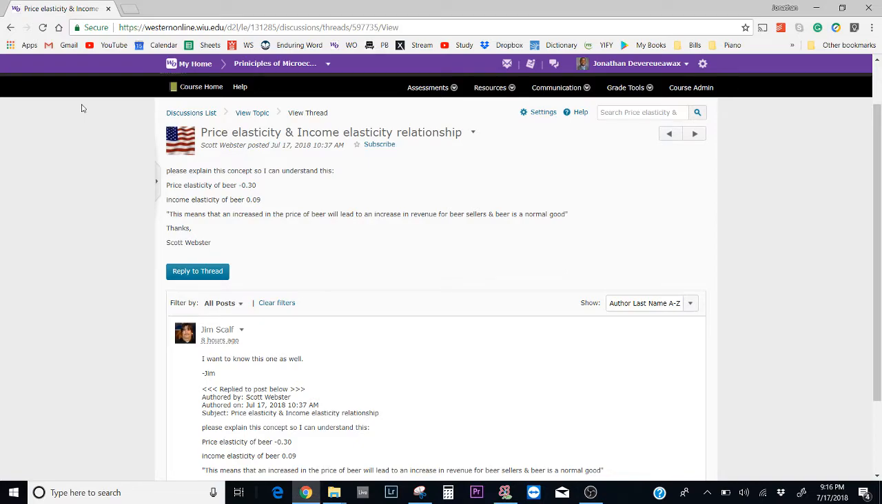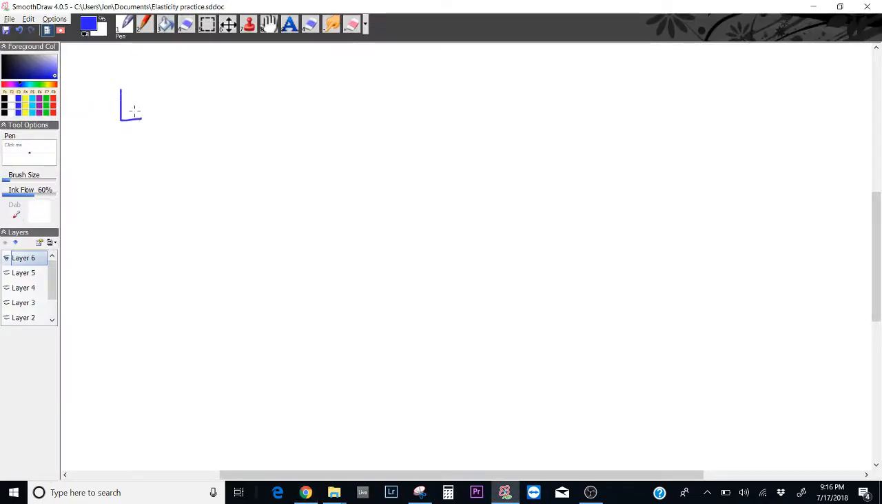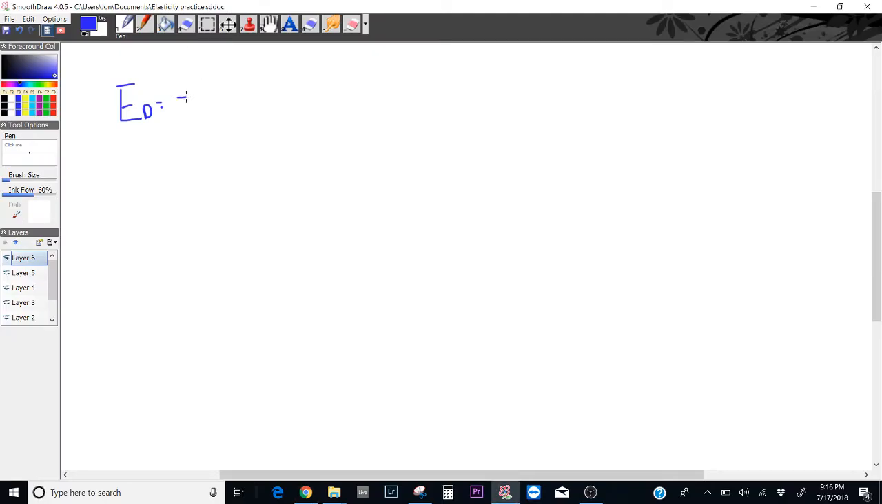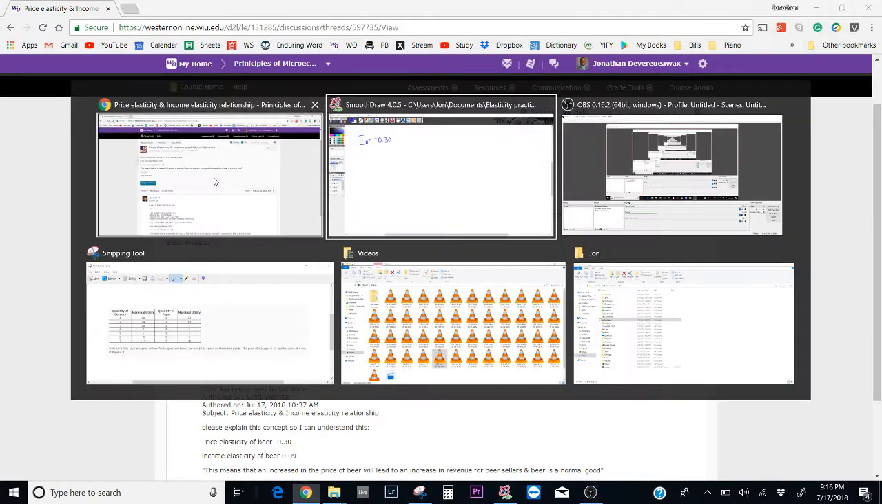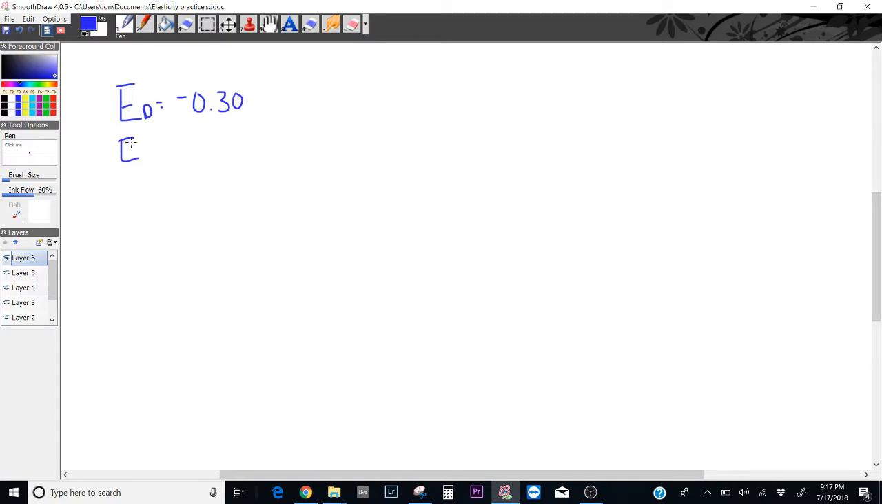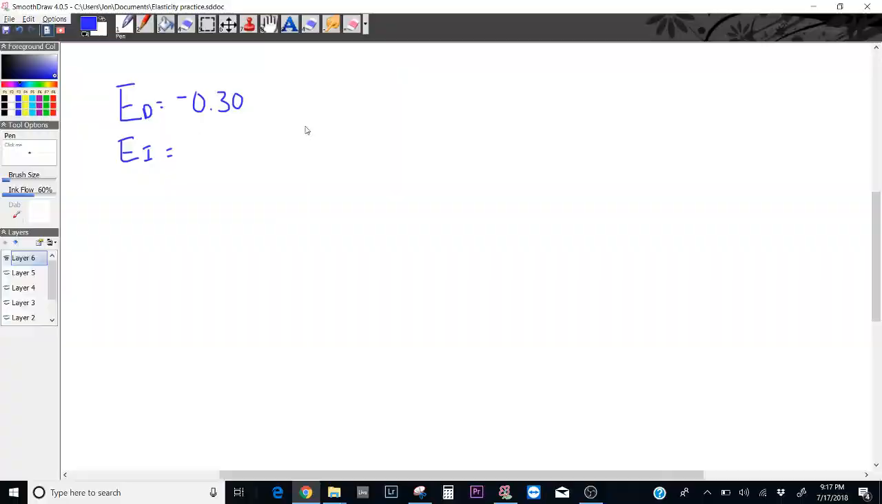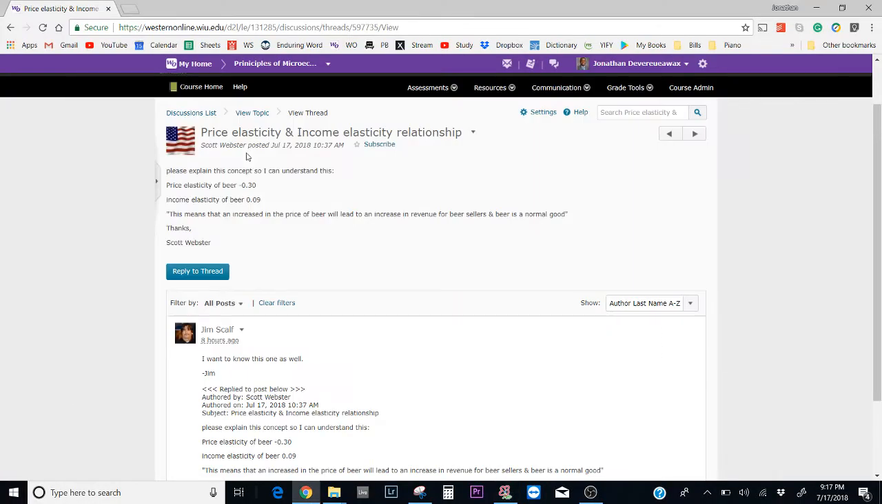So the price elasticity of beer, so we would say that ED is equal to negative 0.3. And then also the income elasticity is going to be equal to 0.09. So it says an increase in the price of beer will lead to an increase in revenue for beer sellers, and beer is a normal good.